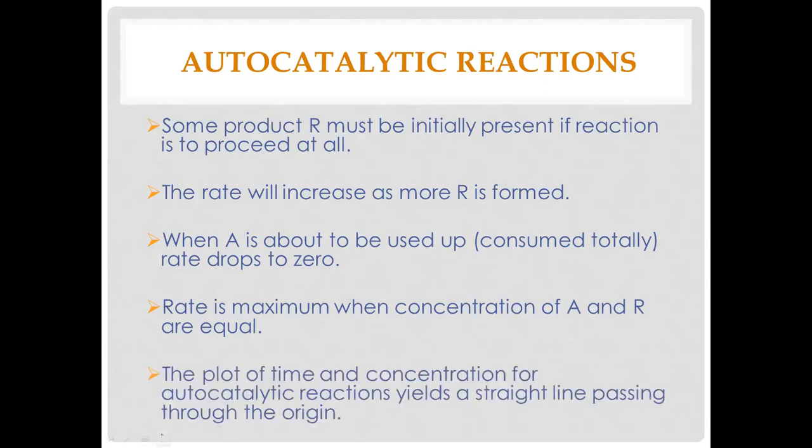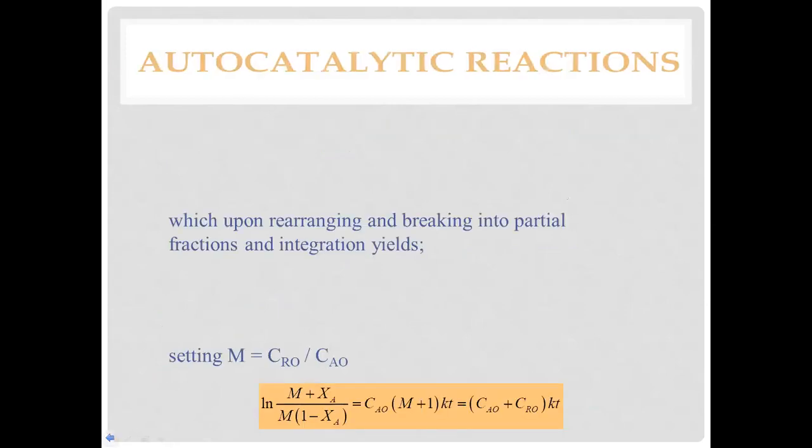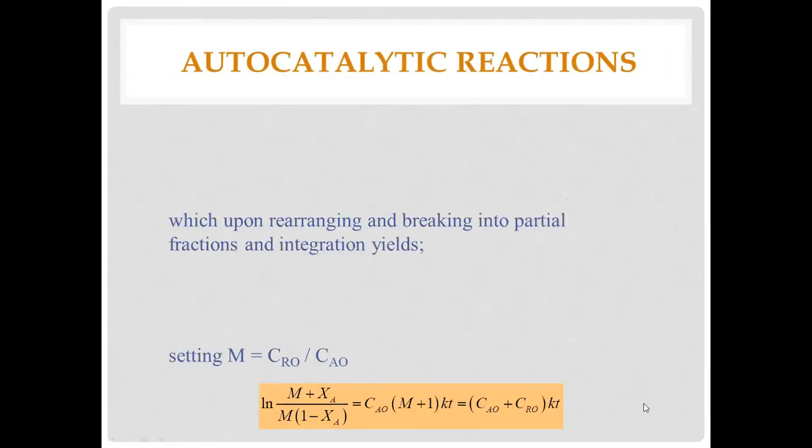Now, a plot of time and concentration for an autocatalytic reaction yields a straight line passing through the origin. Why is he saying that it will yield a straight line passing through the origin? If you notice, there's no y-intercept in this particular equation. So if there's no y-intercept, then your line is to pass through the origin. Okay? So that's in the case of our autocatalytic reactions.